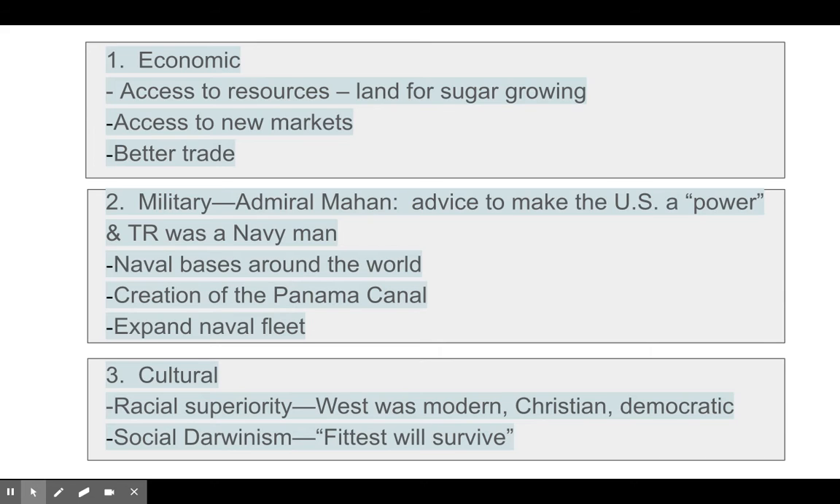And then democratic, basically pushing these other nations to have a political system that looks like ours, so democracy. And then this idea of social Darwinism. So I don't know if you remember from science, Darwinism is called survival of the fittest.